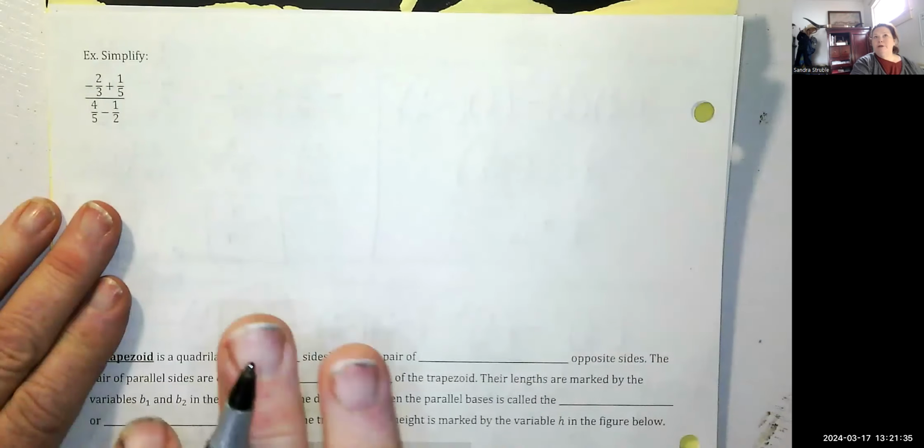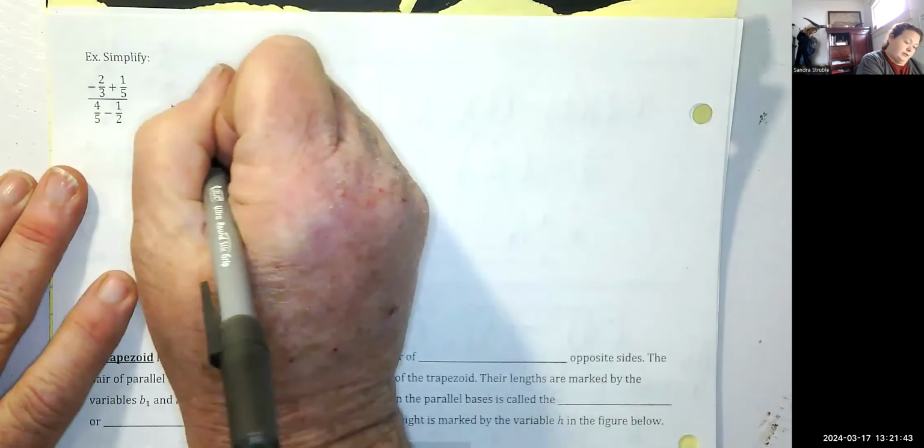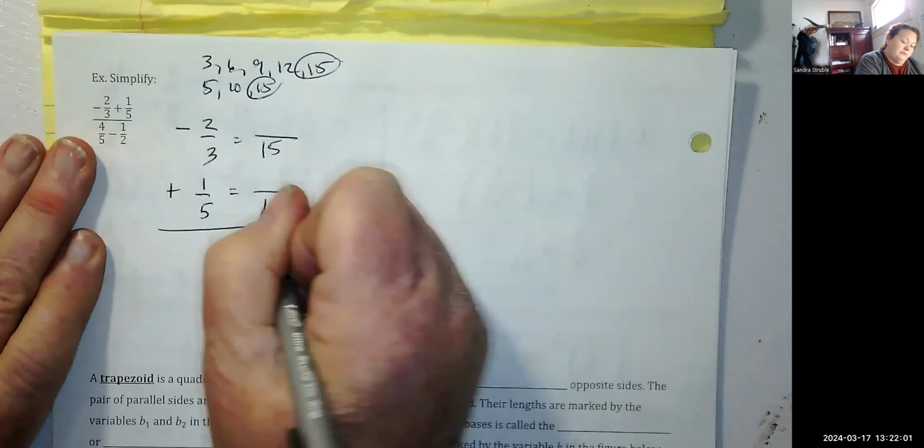In fact, pause the video, attempt this one on your own, and then come back and see how you did on it. So I'm going to take the -2/3 plus 1/5. I'm going to simplify the top. The common denominator is going to be what? Well, 3 is made up of 3, 6, 9, 12, 15, and 5 is made up of 5, 10, 15. So 15 is our denominator.